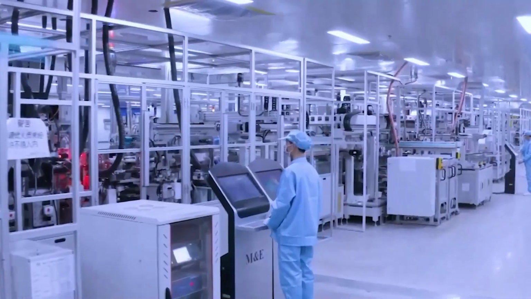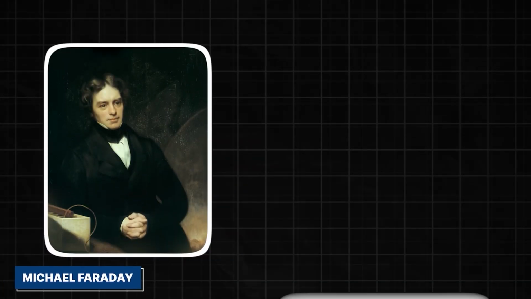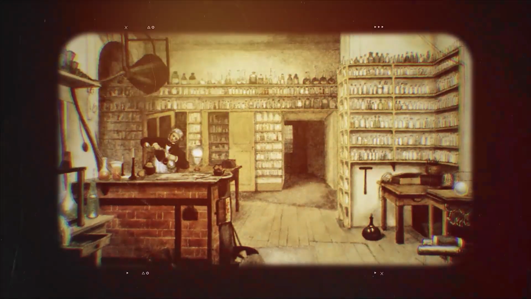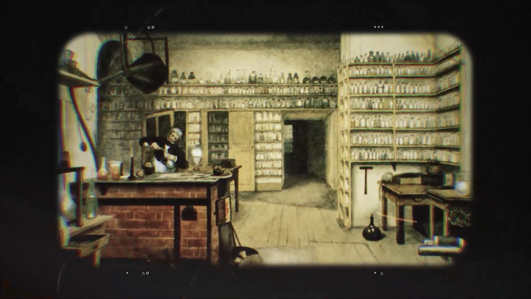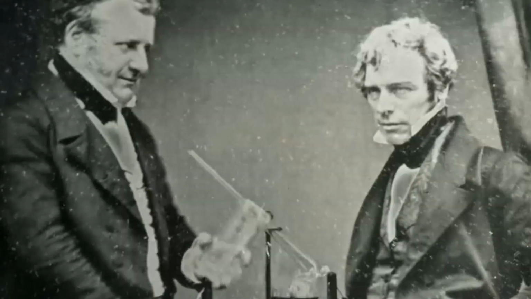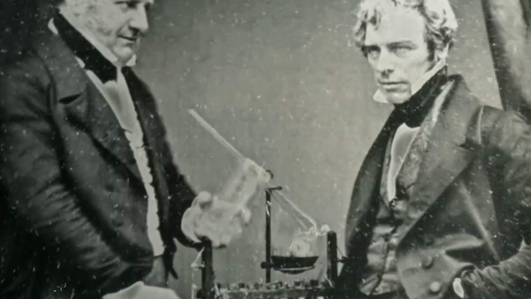Now, this is not some brand new invention. Michael Faraday was the one who experimented with solid electrolytes back in the 1830s. But because he was about 200 years ahead of his time, the materials just were not ready for this invention. It's the same as saying he had a blueprint for a smartphone in 1950, but he couldn't make it because there were no microchips back then.